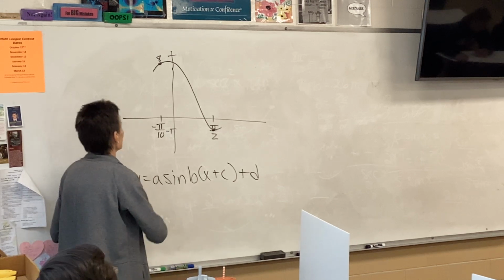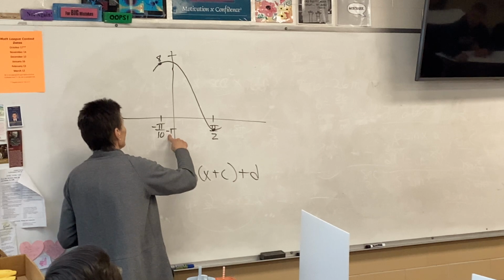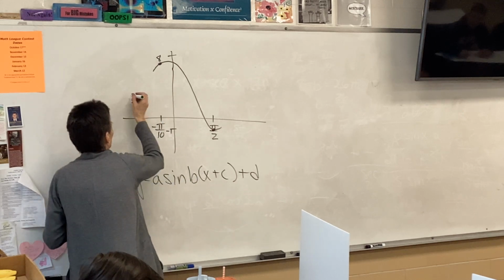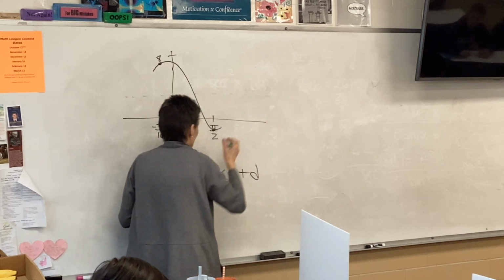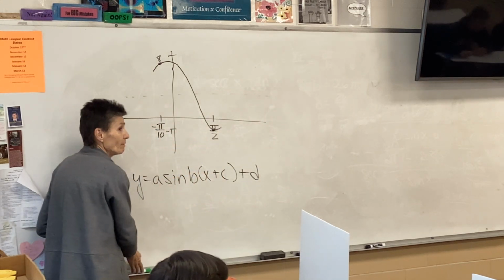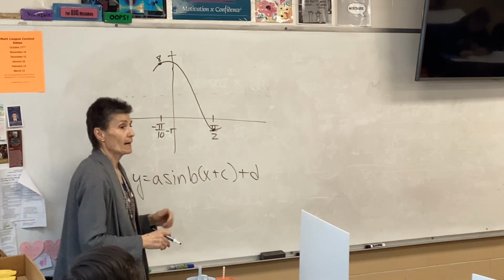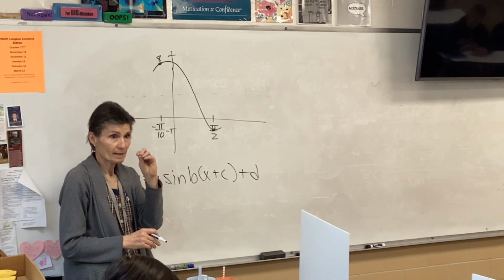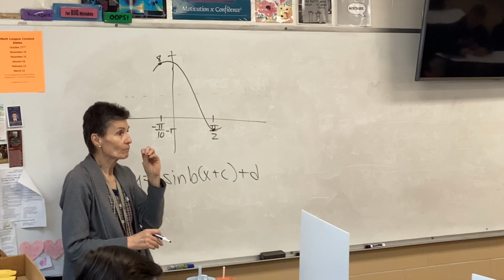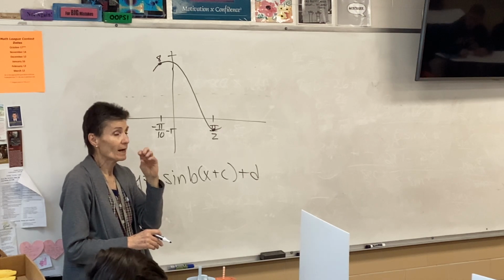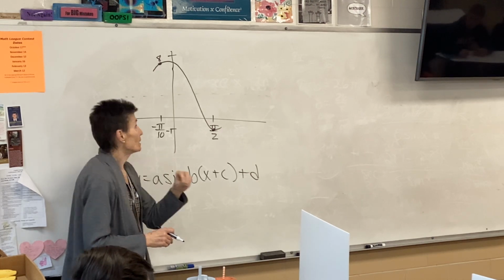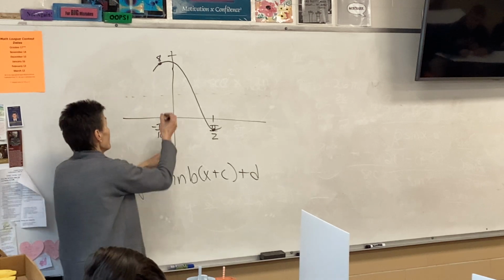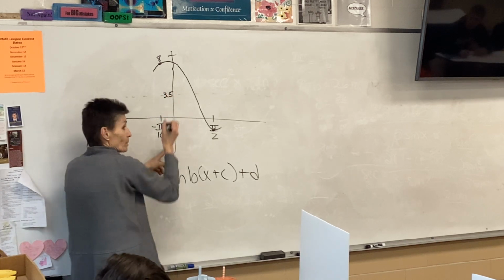What's the midline? If the min is at negative 1 and the max is at 8, what is the midline? 3.5? Midline, middle, average. How do you find an average? You add and divide by 2. So 8 and negative 1 is 7. So our midline is at 3.5.